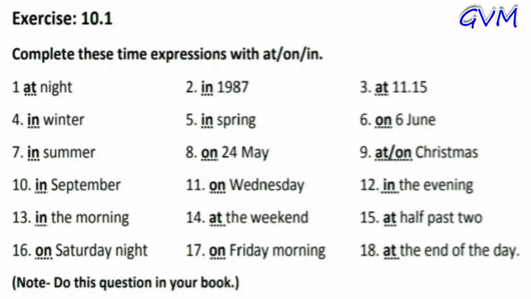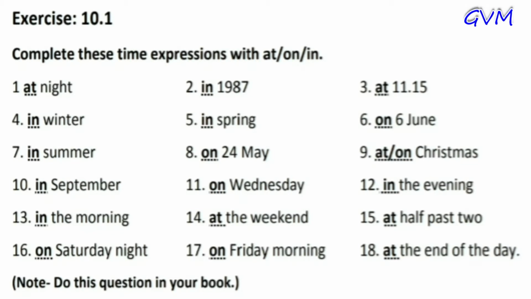So first one is dash night. In this statement we use at because when we talk about parts of day we take at preposition. Second, dash 1987. We use in because in is used when something happens. Third, dash 11:15, and the answer is at because it shows the exact time. Whenever the exact time, festivals or weekend and the parts of day is used, we fill at preposition.